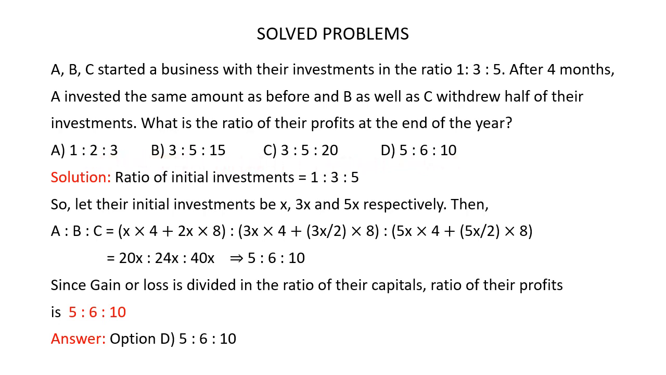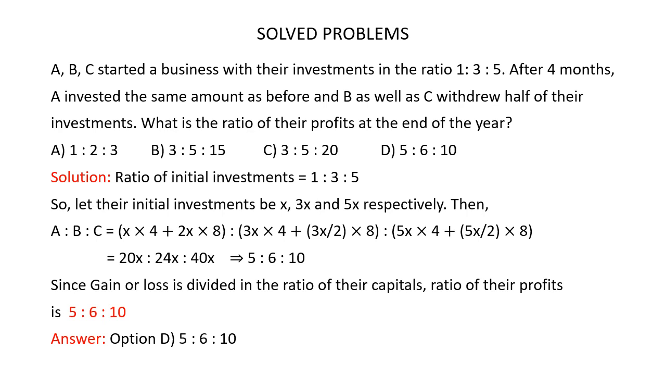Now we are supposed to find the ratio of the profits at the end of the year. So we know that the investment period is 1 year. Now it's given that A, B and C started the business with their investments in the ratio 1 is to 3 is to 5. So the ratio of initial investments is 1 is to 3 is to 5. So let their initial investment be x, 3x and 5x.